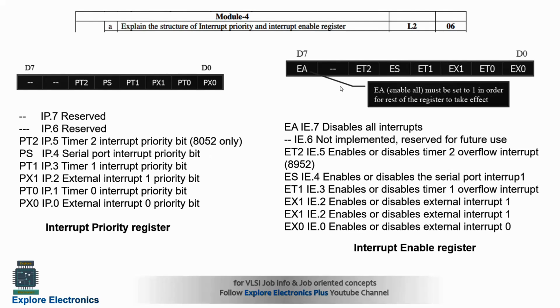And similarly the next one is the interrupt enable register. Here also EX0 to ET2 correspond to enabling or disabling that particular interrupt, and EA is very important here. EA is enable all. It must be set to 1 in order for the rest of the register to take effect. So this is EA indicating enable all.